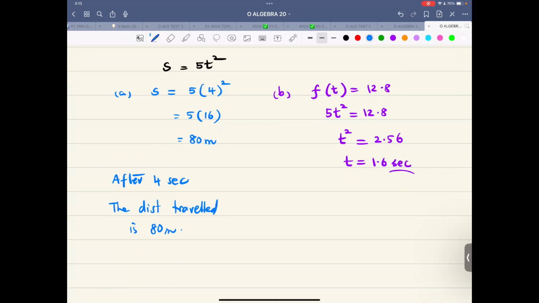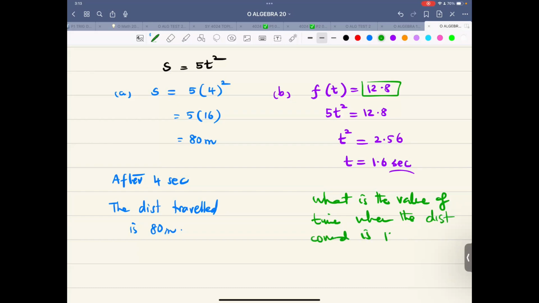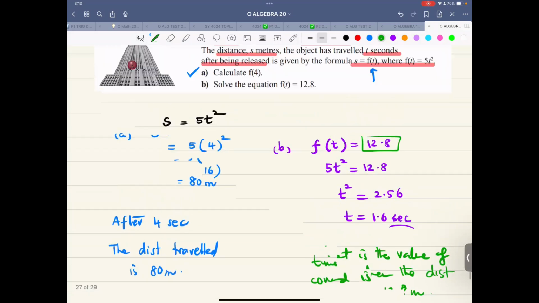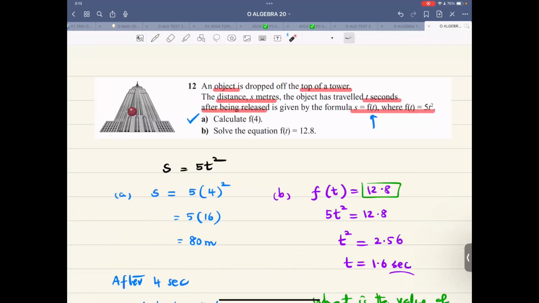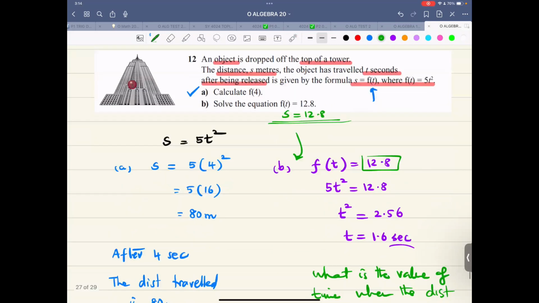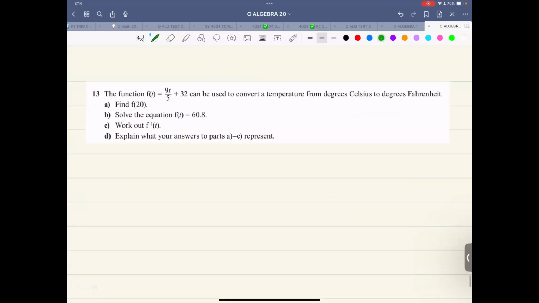Now, what does it mean in words? It means: what is the value of time when the distance covered is 12.8 meters? That is what they're asking. That means either they can give us the time and ask for the distance, or they can give us the distance and ask for the time. So f of t is basically distance. They are saying solve the equation S is equal to 12.8 for this part. All good, all clear? Let's do one other question.